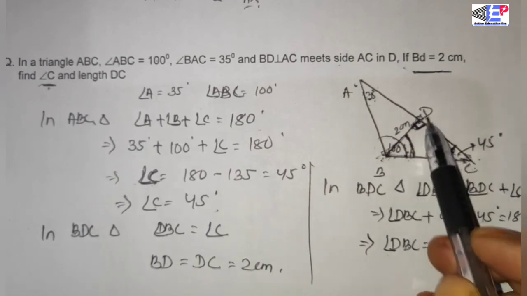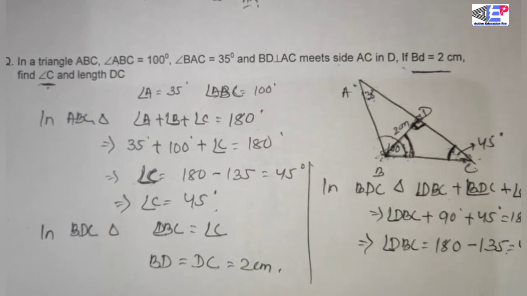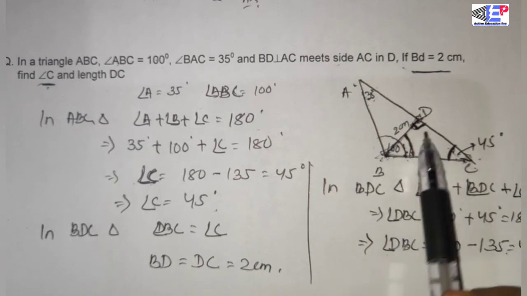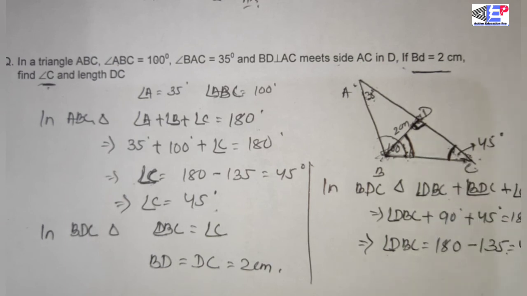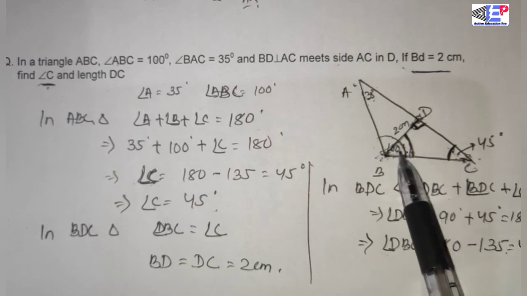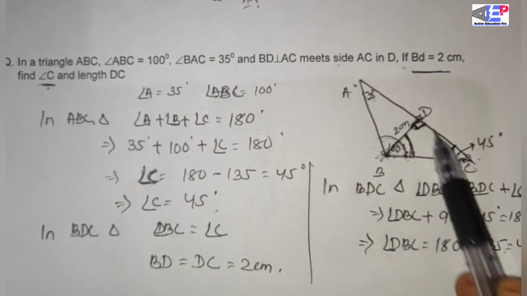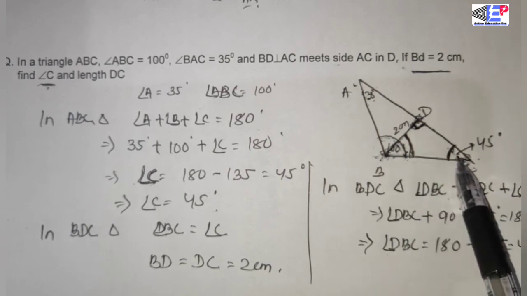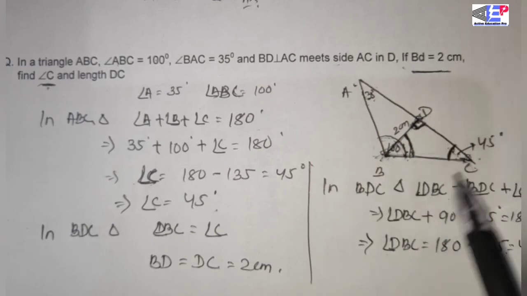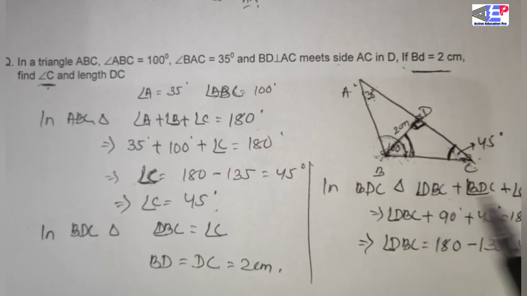Next, in BDC, given that BD is perpendicular to AC, so BDC is a right angle triangle. Whatever the triangle may be, we know that the sum of three angles of a triangle is 180 degree. This angle is a part of the total angle B. So DBC plus BDC plus DCB are the three angles of triangle BDC, and their sum is 180 degree.